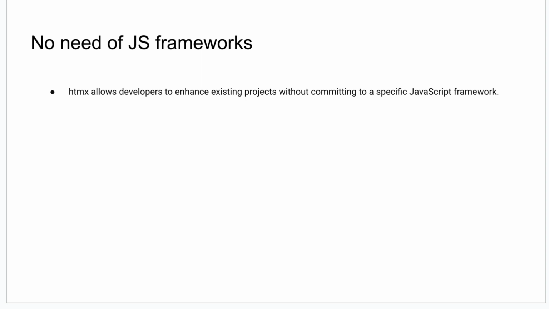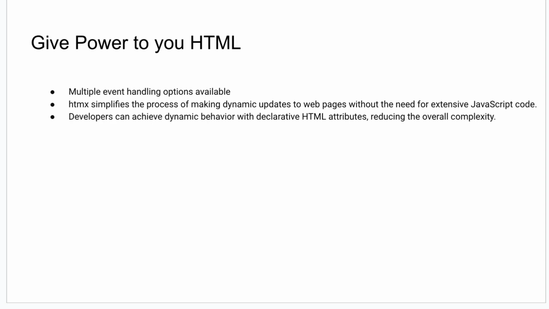Okay, so let's move to the next point. The next point is give power to your HTML. It means HTMX gives power to your HTML. Normal HTML without HTMX cannot make HTTP requests, but with the help of HTMX, it can make HTTP requests, and it can do lots of things, like polling and more. We will discuss that later in this video. HTML becomes very powerful because there are multiple options for triggering events with the help of HTMX. So HTML gets lots of new features with the help of HTMX.